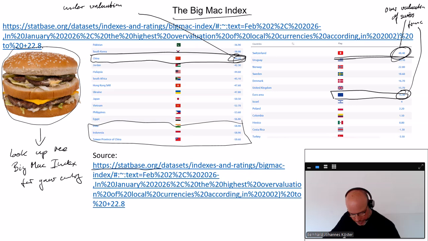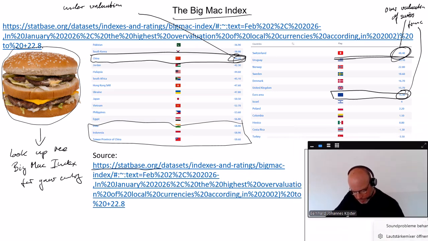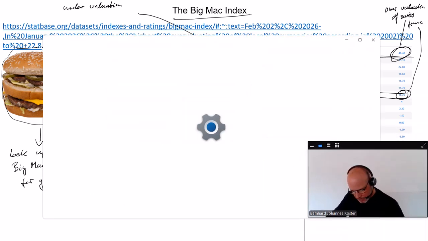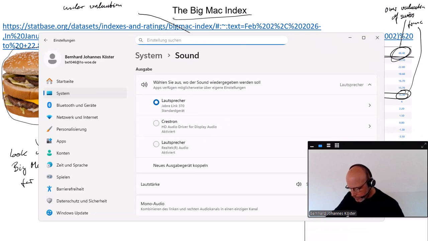If you are talking, I cannot hear you. I don't know if the loudspeaker setup is okay. Oh, it should work.